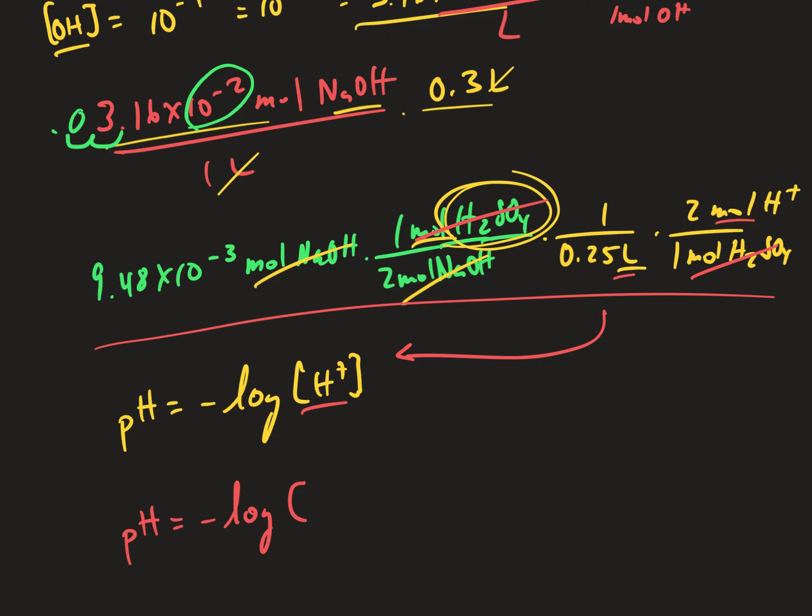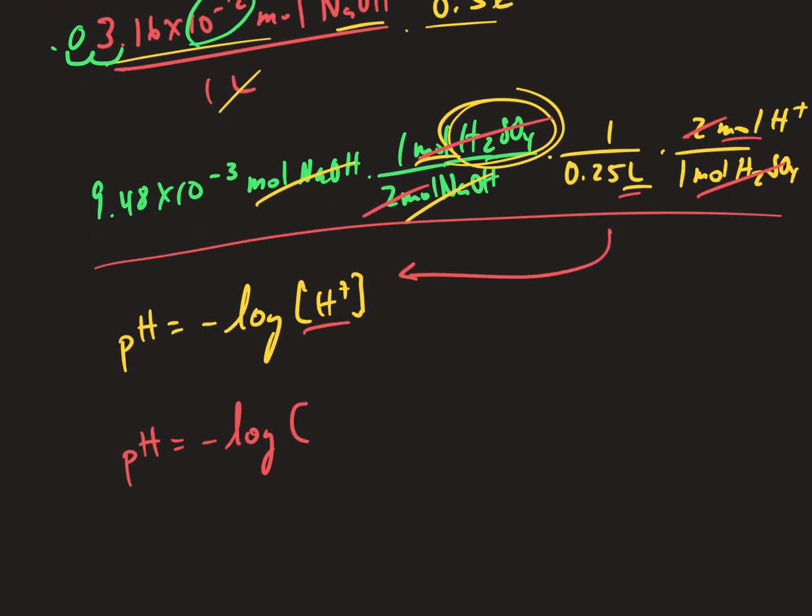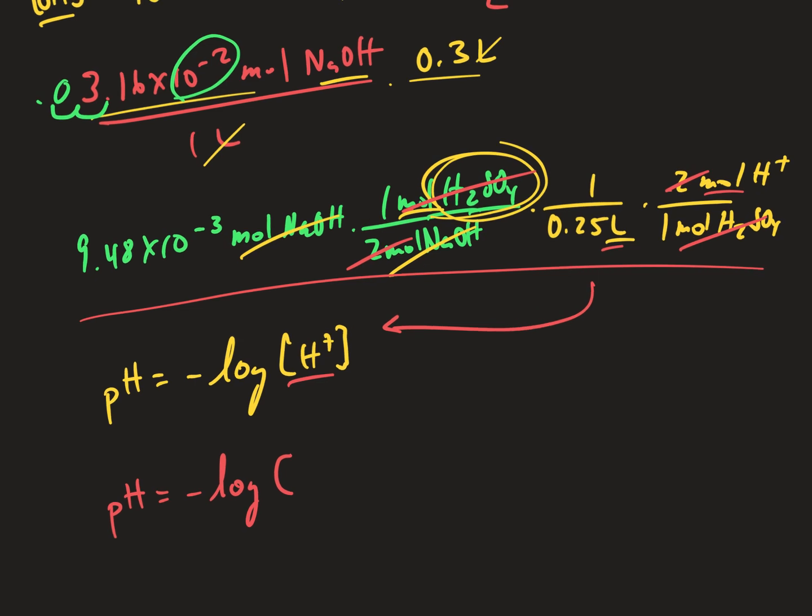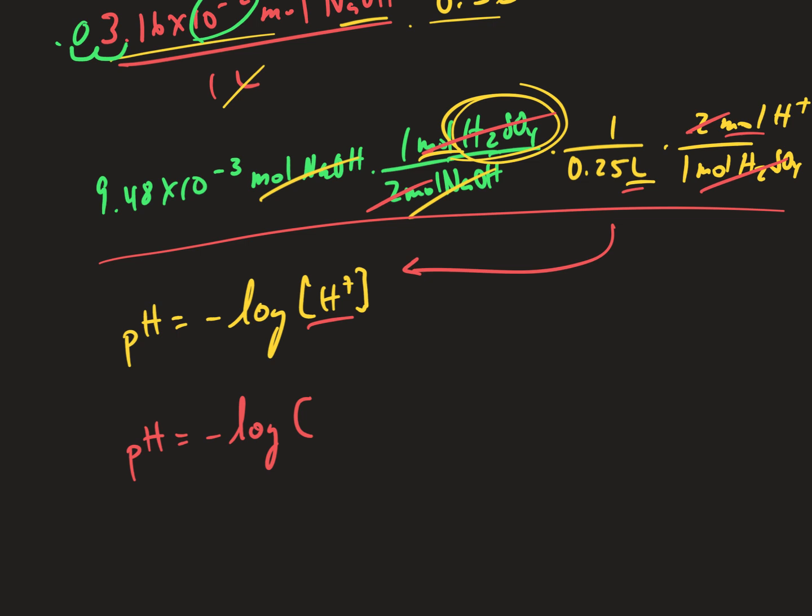Oh no, I didn't multiply by 2.5. I was like, yeah, it shouldn't be the same. So these two cancel out. That's okay. The twos cancel out. So we divide by 0.25. Now, if these were the same volumes, then it would be, but they're not quite. So 9.48 times 10 to the negative 3, divide by 2, divide by 0.25, multiply by 2, and we get what?